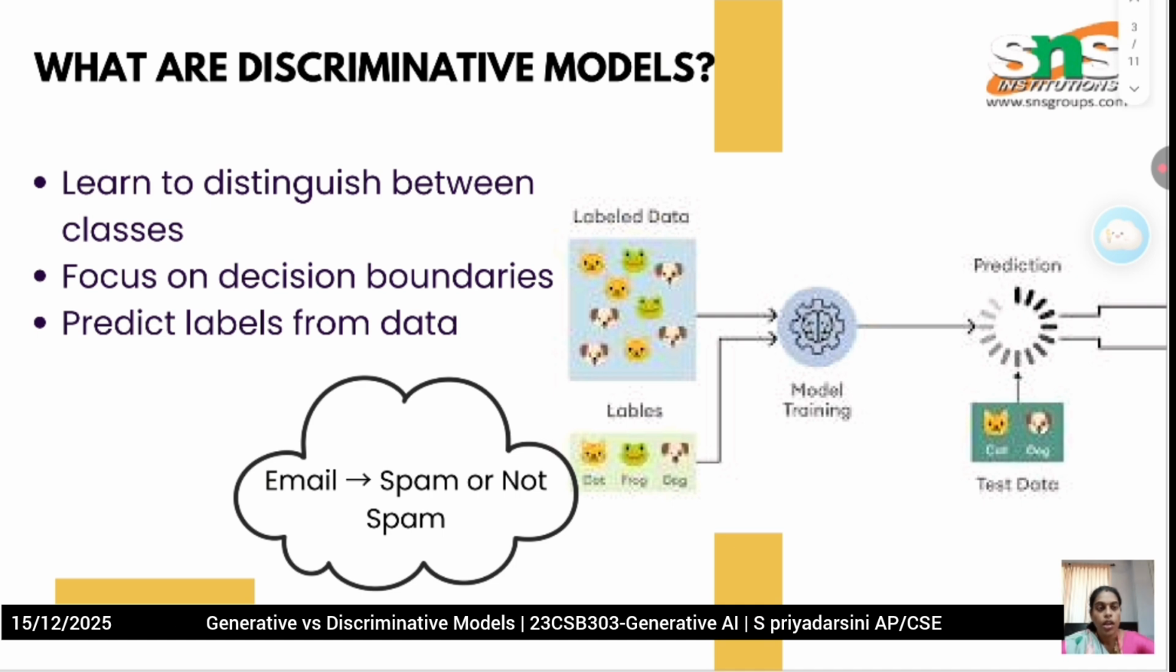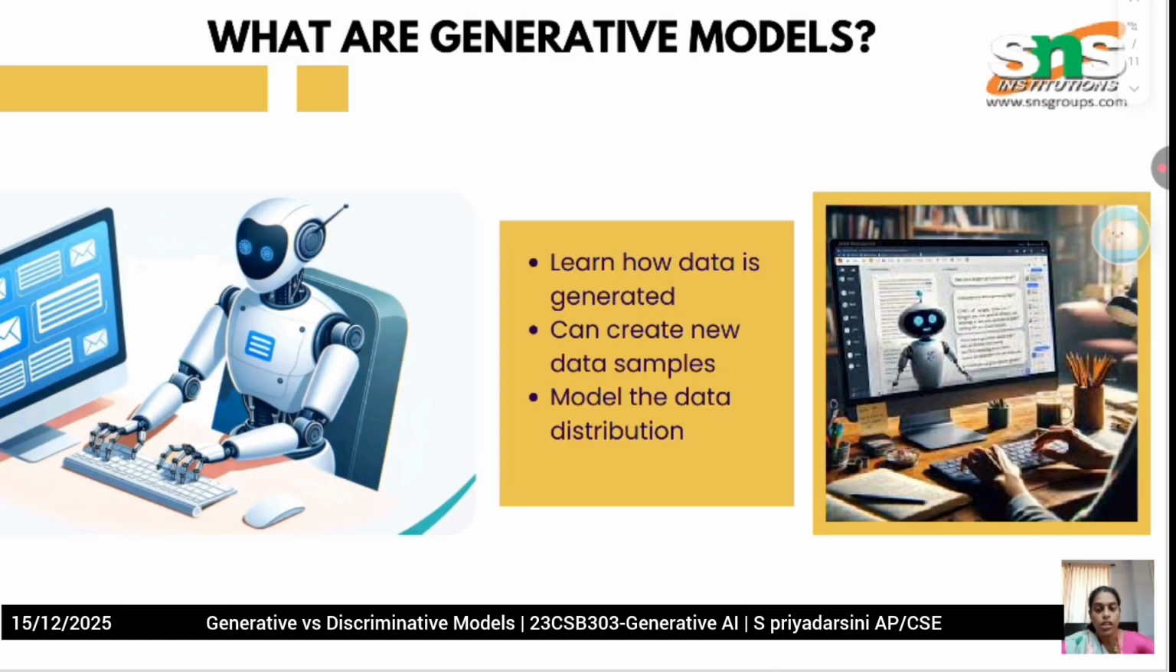But the generative model is different from the discriminative model. Instead of just classifying data, generative models learn how the data itself is generated. They try to understand the underlying data distribution, which allows them to create new data samples, generating images, text, audio, or code. Examples are generating a new handwritten digit, creating realistic images of faces, or human-like text. So a generative model goes beyond prediction and moves towards creation.